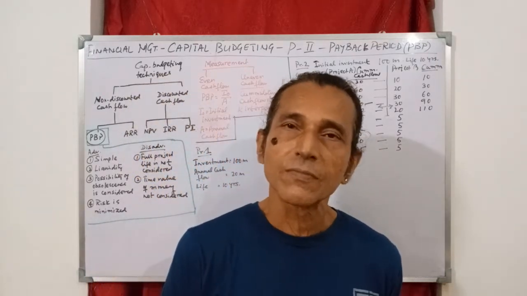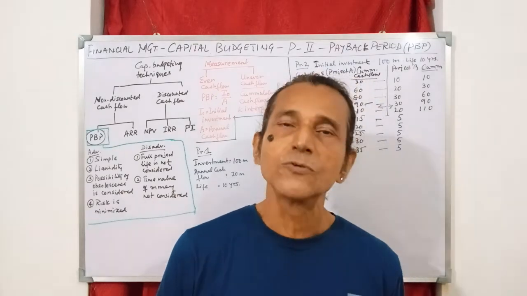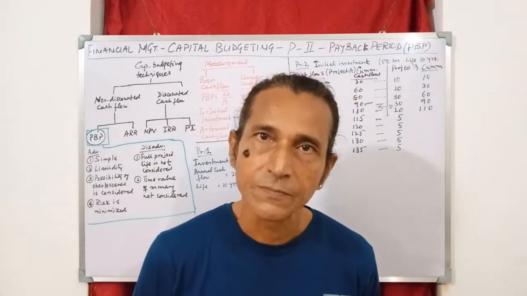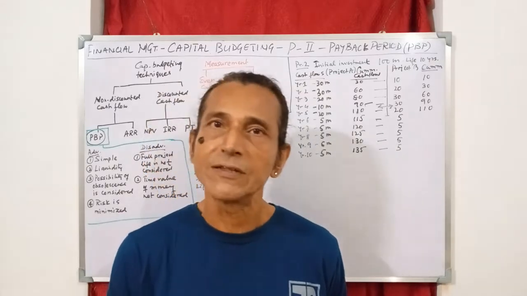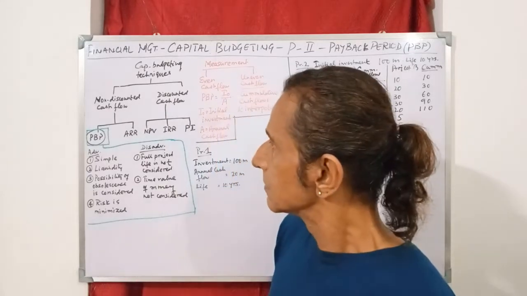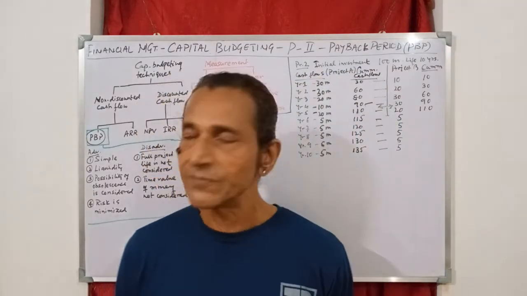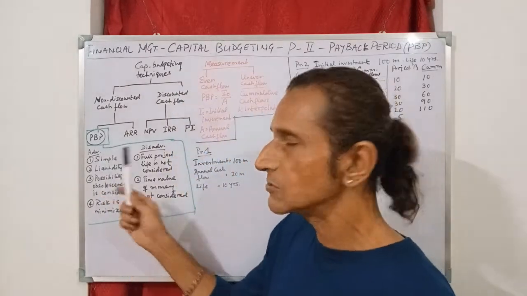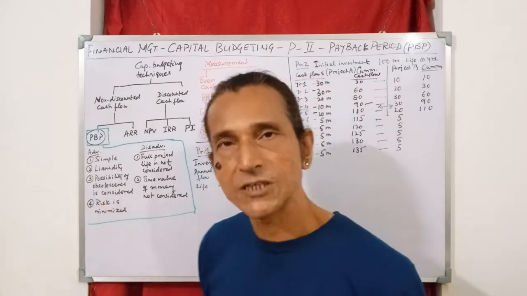PBP means the time required by the firm to recover the initial investment. So the shorter the time required to recover the investment, the more acceptable is the project. Correct? PBP has certain advantages and certain disadvantages. What are the advantages? Number one, it is very simple to calculate. Number two, it considers the liquidity position of the firm.